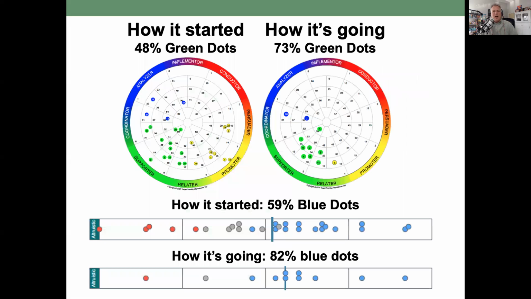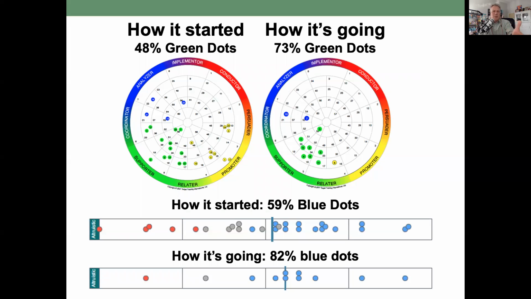would like to hire. And so they talk about dots, right? Green dots and blue dots. So they want to hire more green dots and more blue dots, right? And so they have their pet names for how these things shake out. So in this particular case, how it started with the 27 candidates, we had 48% green dots. And then how it's going, we now have 73% green dots of our 11 candidates that they're going to hire.